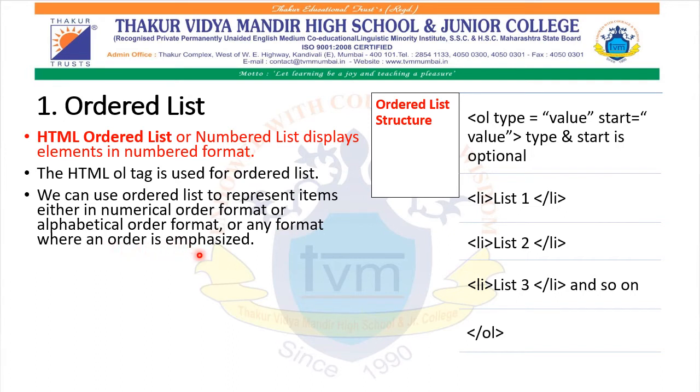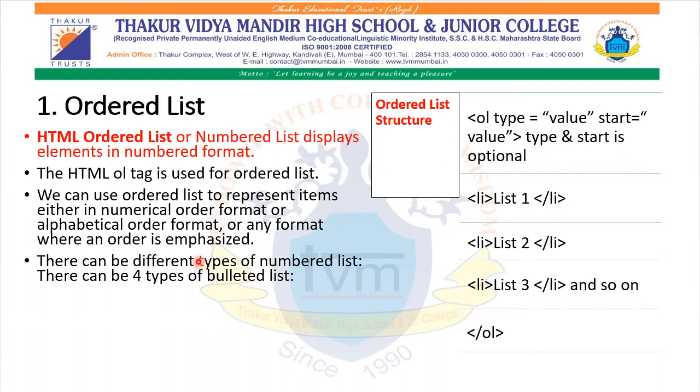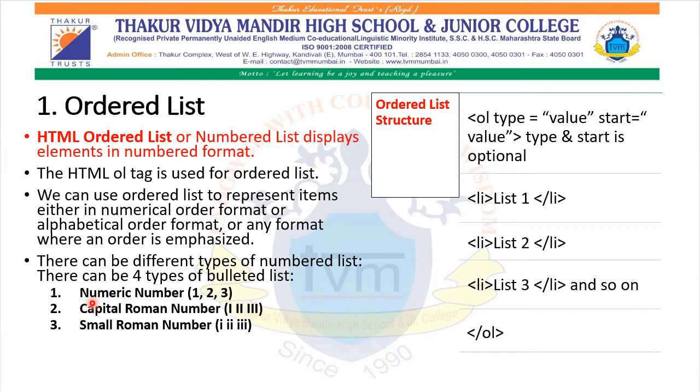There are 5 types of number bullets. First is the numerical bullet, which represents the list in number format, that is 1, 2, 3. Second is capital Roman numbers, where the list starts with capital Roman values. Third is small Roman numbers, where the list starts with lowercase Roman numbers.